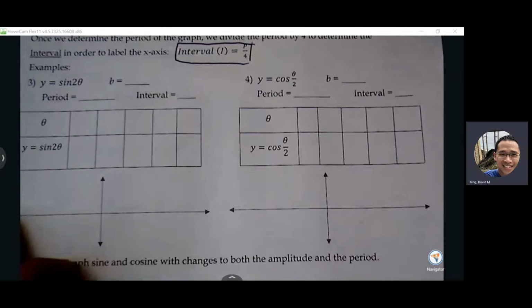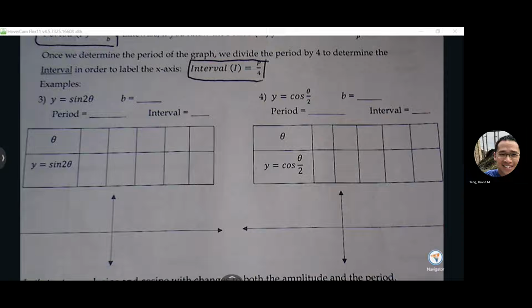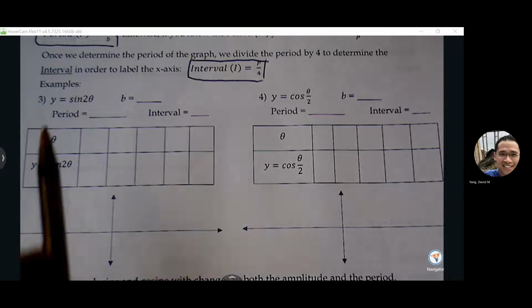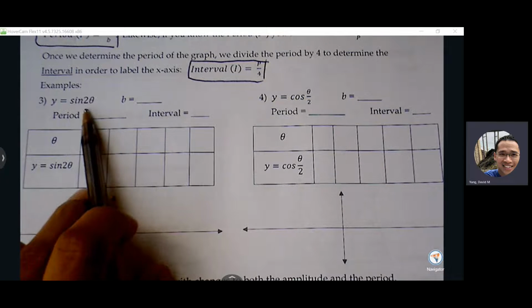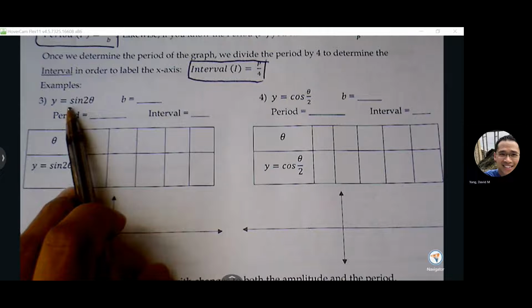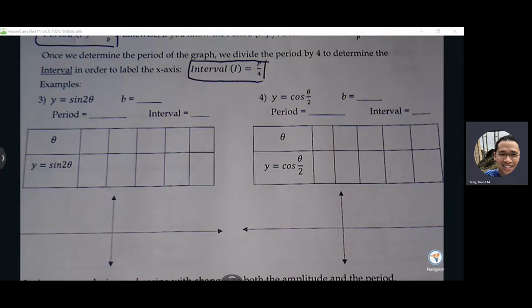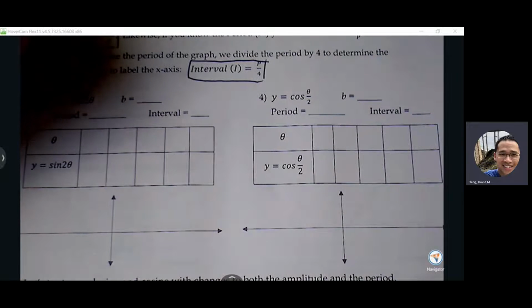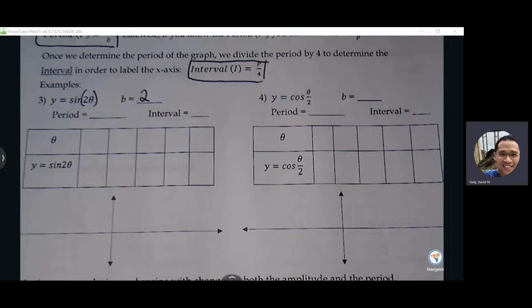Okay. So I'm going to help us see how that's going to look. Okay, so let's look at number 3 here. Sine of 2 theta. Looks like our a value is not going to change, it's still 1. But in this case, what's our b value? 2. So the b value is 2. That's going to end up either shrinking or stretching our graph. So we're going to make some adjustment.